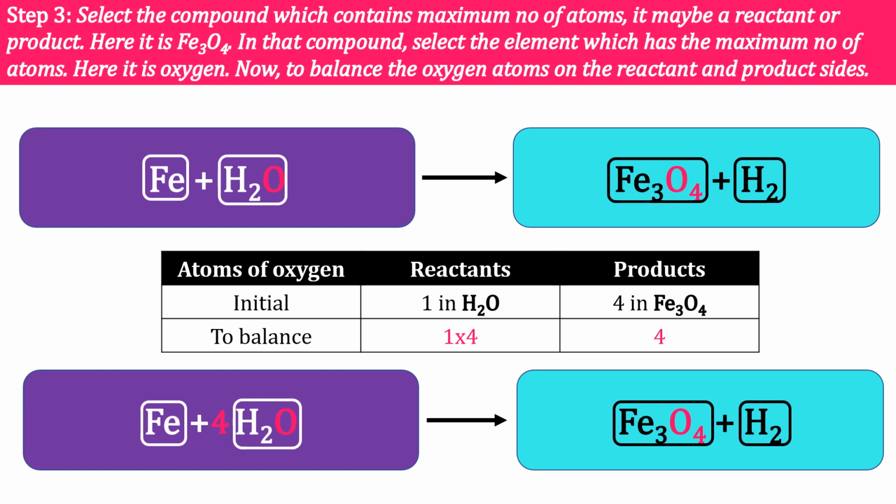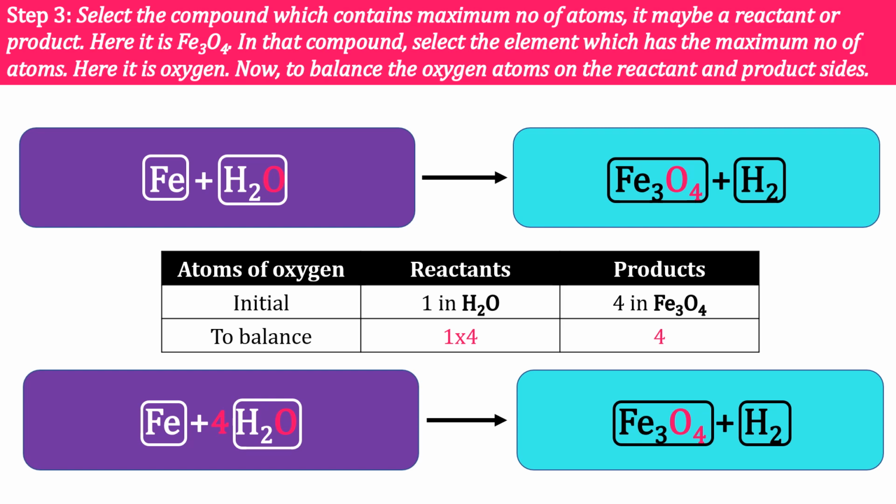Step 3. Select the compound which contains the maximum number of atoms. It may be a reactant or product. Here it is Fe3O4. In that compound, select the element which has the maximum number of atoms. Here it is oxygen. Now, let's move on to balancing the oxygen atoms on the reactant and product sides. Oxygen has 1 atom on the reactant side and 4 atoms on the product side. So, we add the smallest number coefficient, that is 4, to the reactant side, where the 4 is applicable to both hydrogen and oxygen on the reactant side.